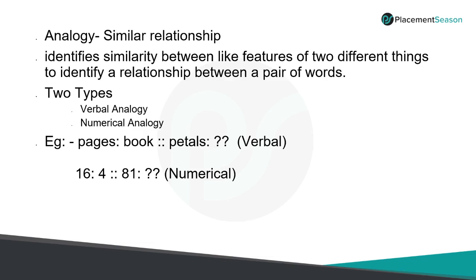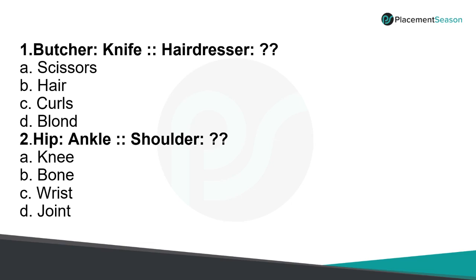Now let's see a few examples on analogy, that's verbal analogy. In the first example, I have butcher to knife and hairdresser to what? So a butcher is a person who uses a knife to cut meat. Similarly, the relationship with the second one is hairdresser and what? Taking the first one, we understand that it is the worker and the instrument he uses. What does a hairdresser use? Coming to the options, hairdresser goes with scissors, hair, curls and blonde.